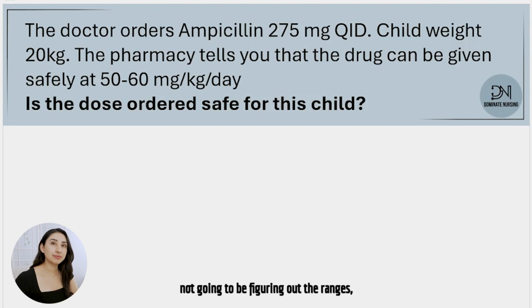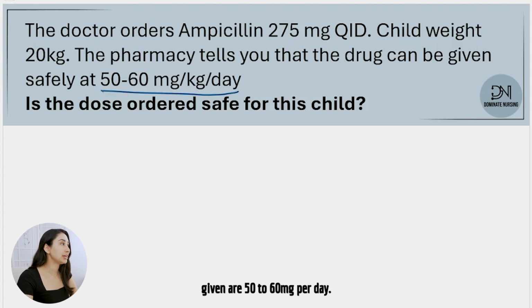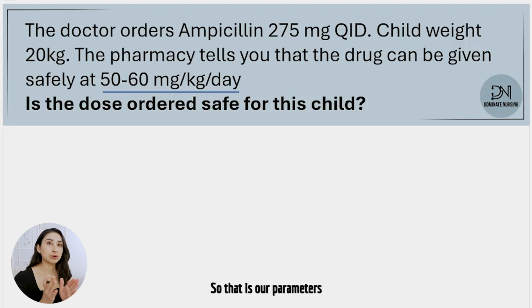So for this problem, we're not going to be figuring out the ranges, meaning the highs and the lows. We're instead only going to be focusing on if the dose ordered is safe, meaning did the doctor overdose or underdose, or are they within those safe parameters? Those safe parameters given are 50 to 60 milligrams per kilogram per day. So that is our parameters that we're hoping the doctor's order fits within. To figure out this problem, I'm going to figure out milligram per kilogram per day using the order that the doctor gave, those 275 milligrams QID.